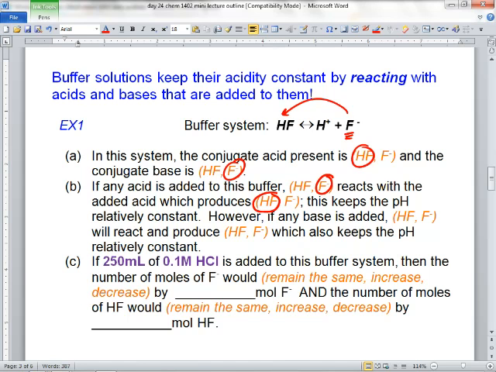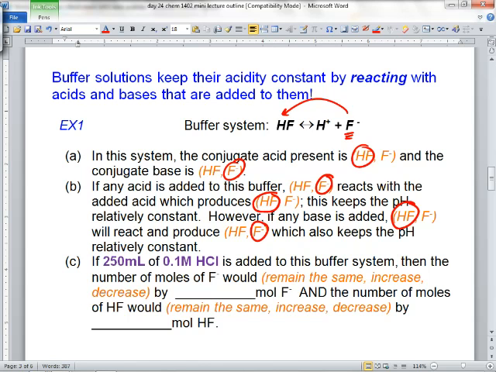However, if we add a base, what's going to react? What's going to react if we add a base, some sodium hydroxide? The conjugate acid. Exactly. The conjugate acid has to react, and it's going to produce F minus. It has to, because if it's going to react, it's got to get converted into something. It gets converted into its conjugate base. So the pH isn't going to stay level. It's going to change a little bit, but not nearly as much as it would if you had a strong acid or a strong base.